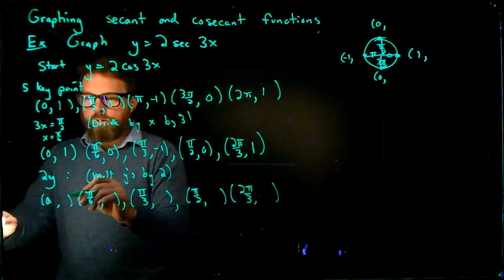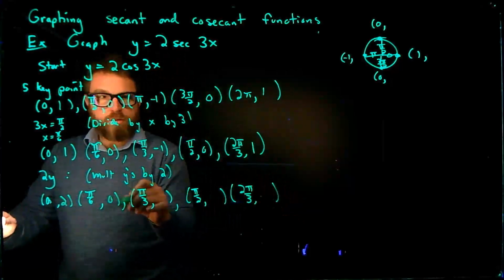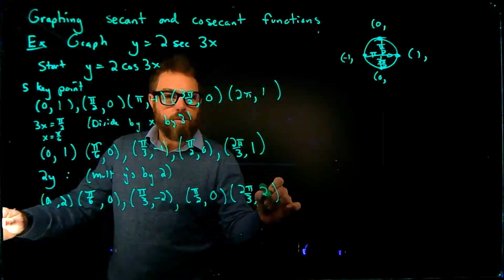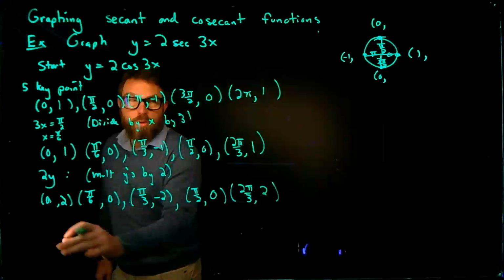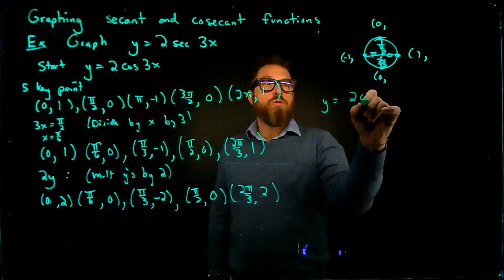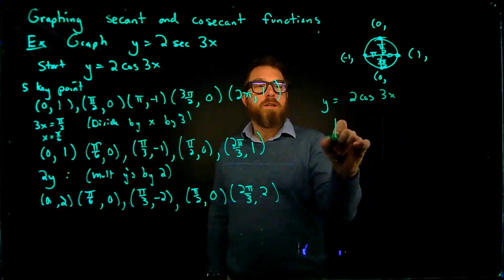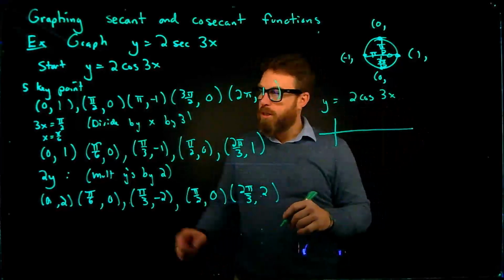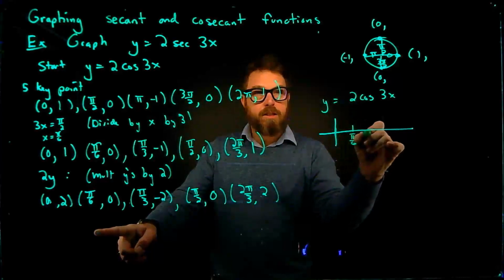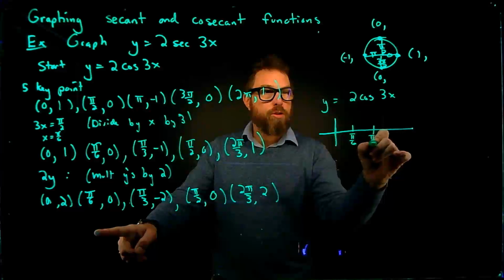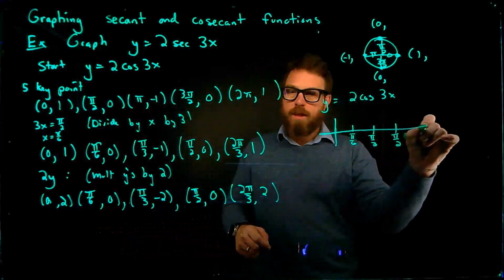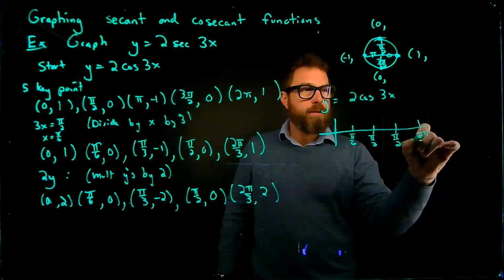Okay, so 2 times 1 is 2, 2 times 0 is still 0, 2 times negative 1 is negative 2, 2 times 0 is still 0, 2 times 1 is 2. So what I know is if I want to graph y equals 2 cosine of 3x, I have all the key points here and all the angles. So, angle 0, angle pi over 6, angle pi over 3, pi over 2. Finally, 2 pi over 3.